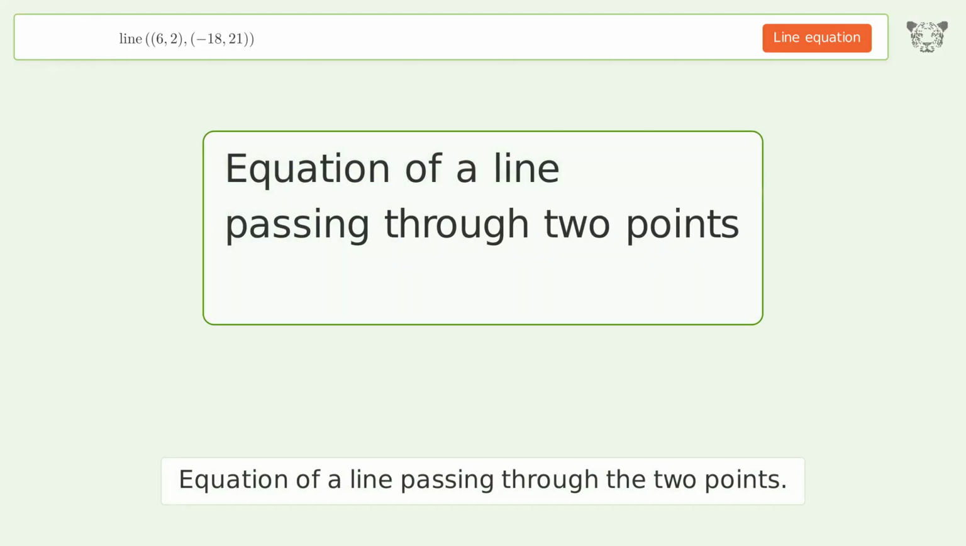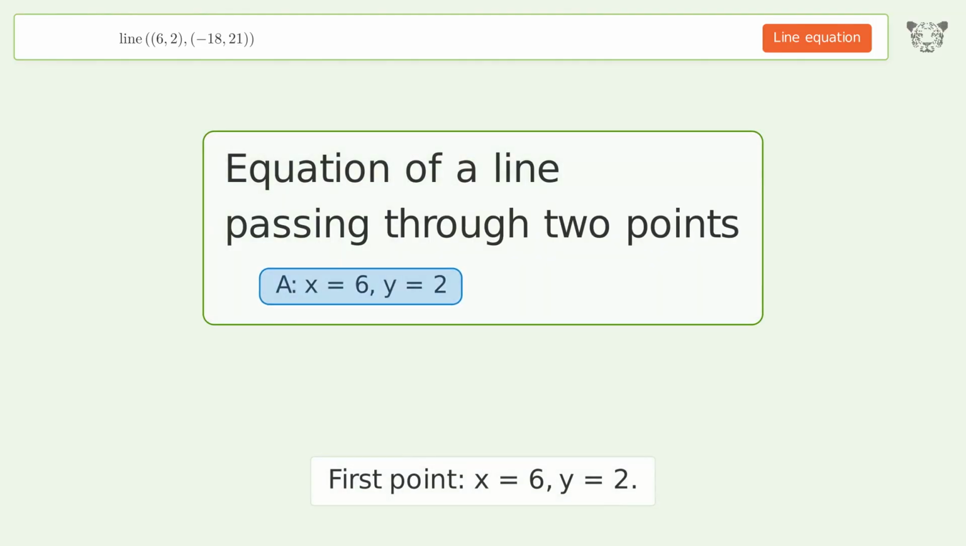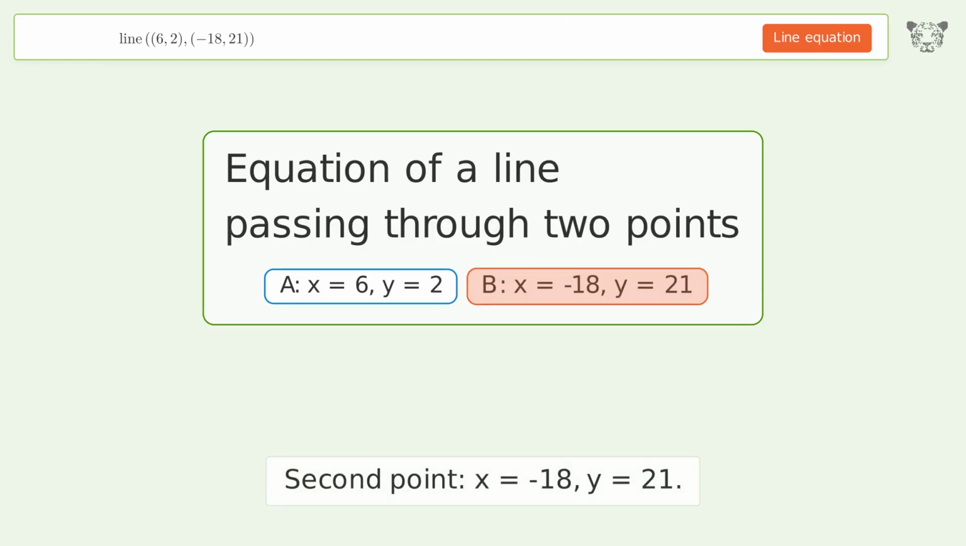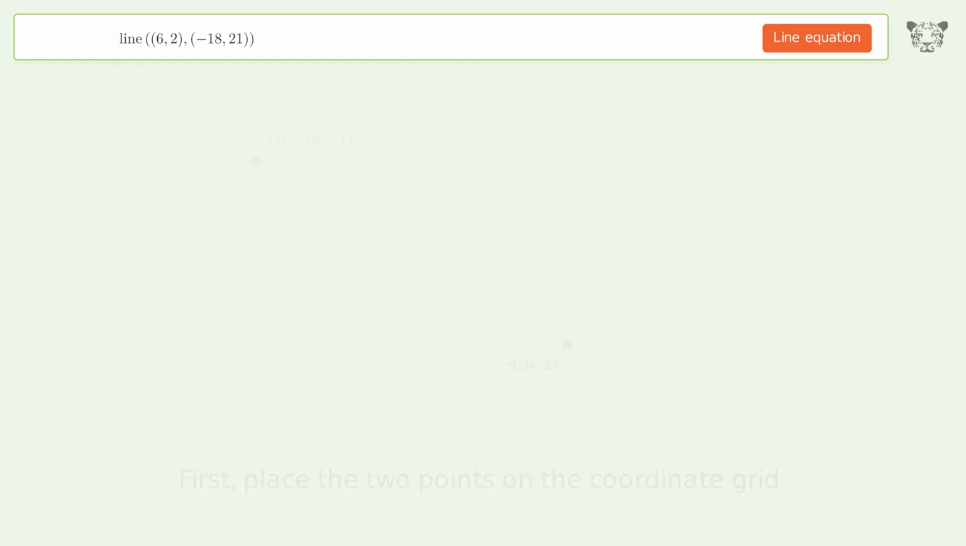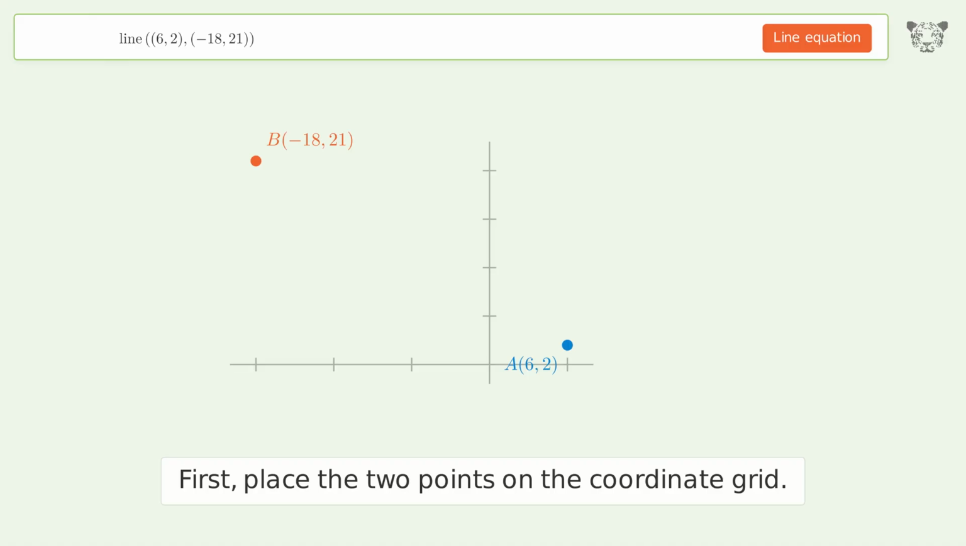Equation of a line passing through 2 points. The first point has x equals 6, and y equals 2. The second point has x equals -18, and y equals 21. First, place the 2 points on the coordinate grid.